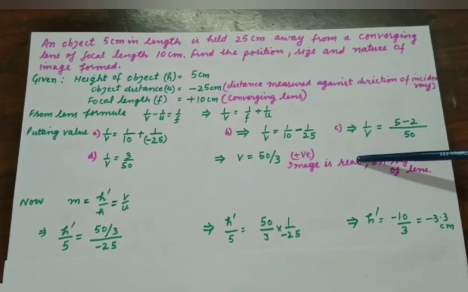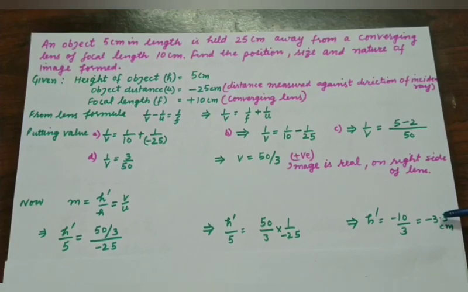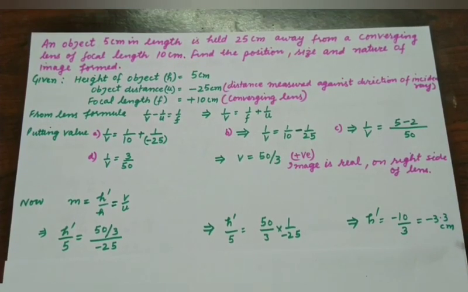So that means the image is real. It is formed on the right side of the lens and the height of the image is minus 3.3 centimeter. Let's solve one more numeric.